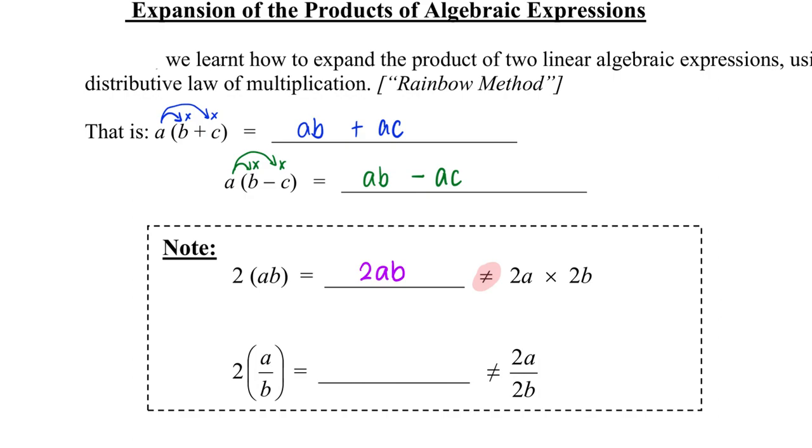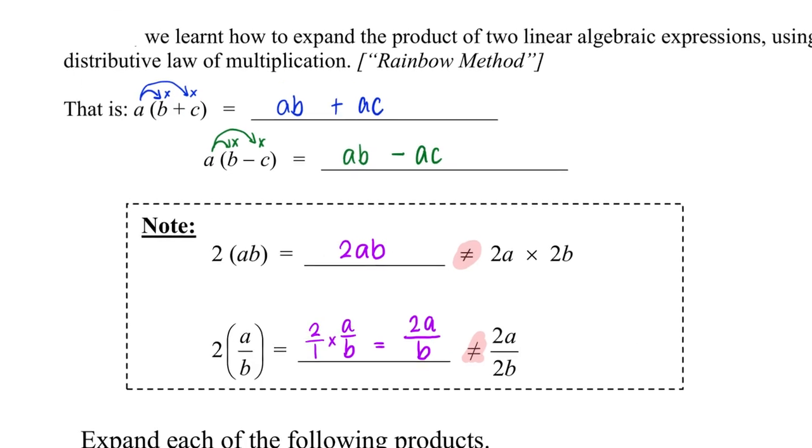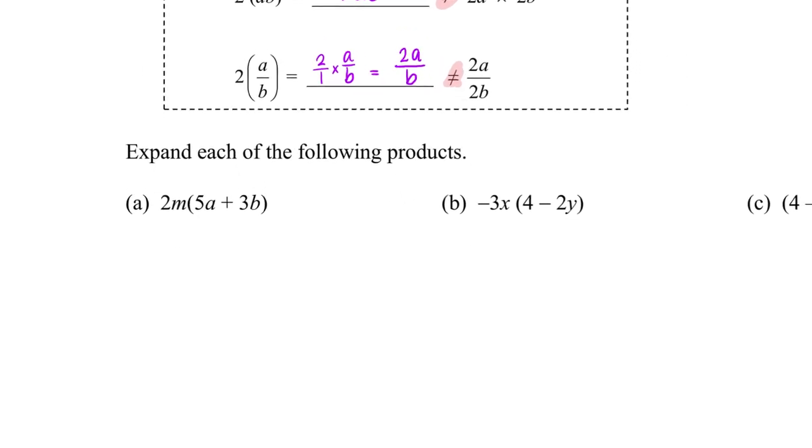2 times a over b, this is important to take note, is actually equal to 2 over 1 times a over b, and therefore this will be equal to 2a over b. 1 times b is b. Okay, it does not equal 2a over 2b. Okay, and bearing that in mind, let's look at 3 examples here.